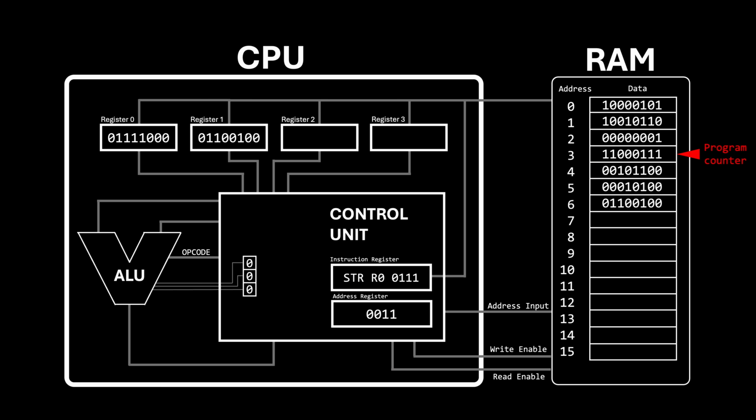The store instruction directs the register to send its value to memory, specifies an address, and activates the write-enable signal. This tells the memory that we want to write a value to that location, instead of reading from it. And just like that, our result is now safely stored in memory location 7.